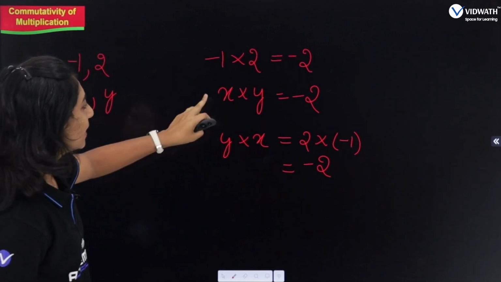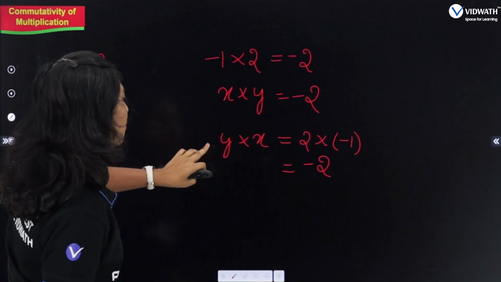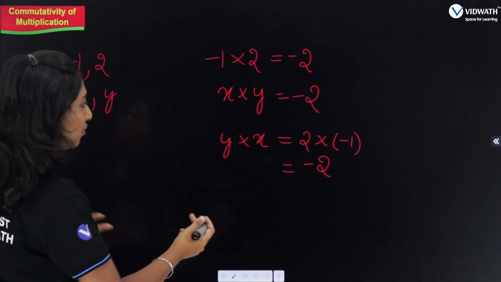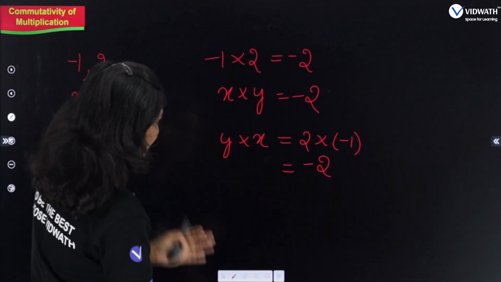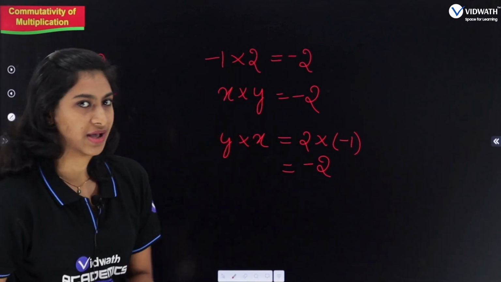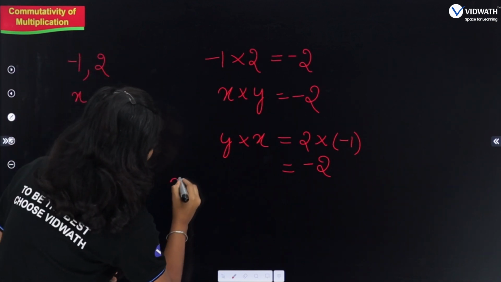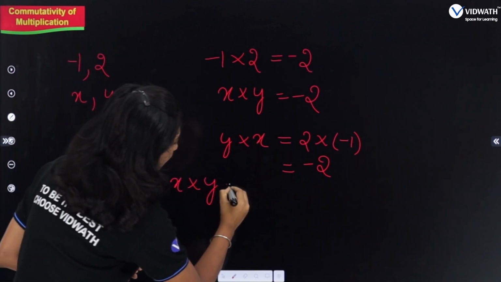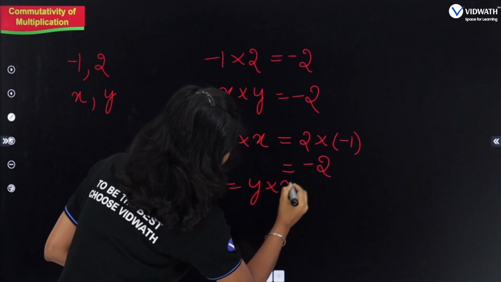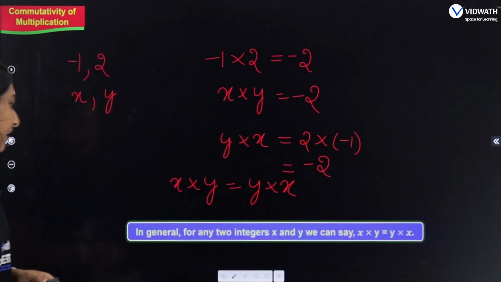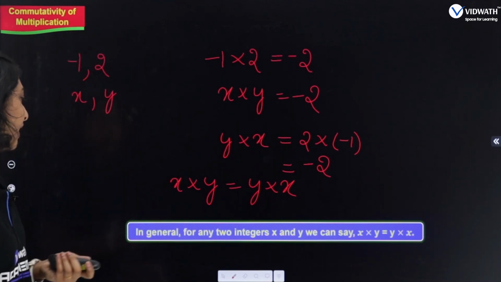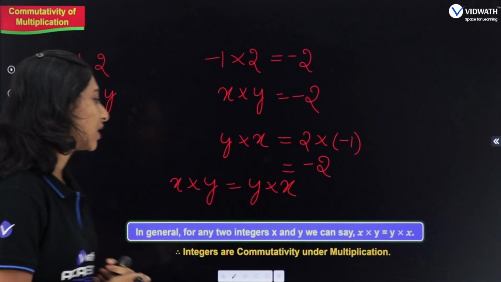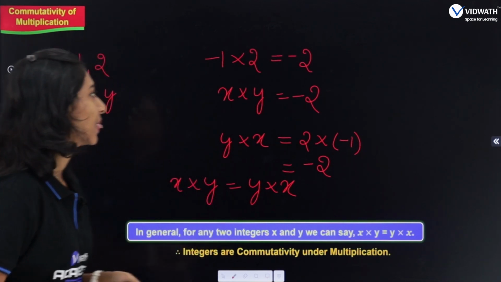So you can say that x into y is minus 2, y into x is minus 2. So if you interchange the integers, you get the same answer, right? So x into y is equal to y into x. So I can say that in general, for any two integers x and y, we can say x into y is equal to y into x. Therefore, integers are commutative under multiplication.